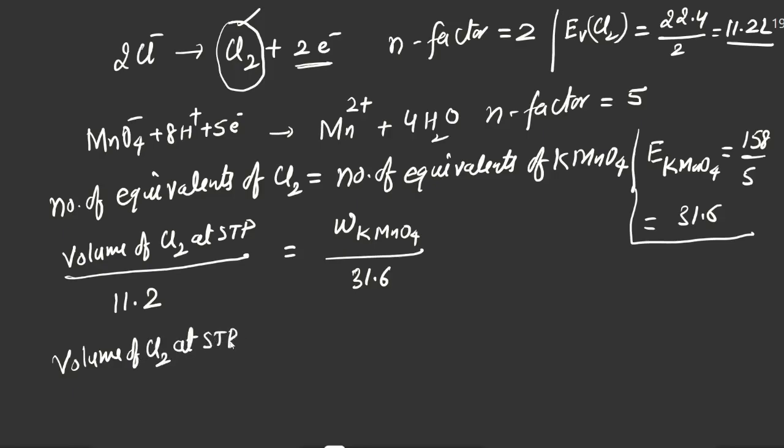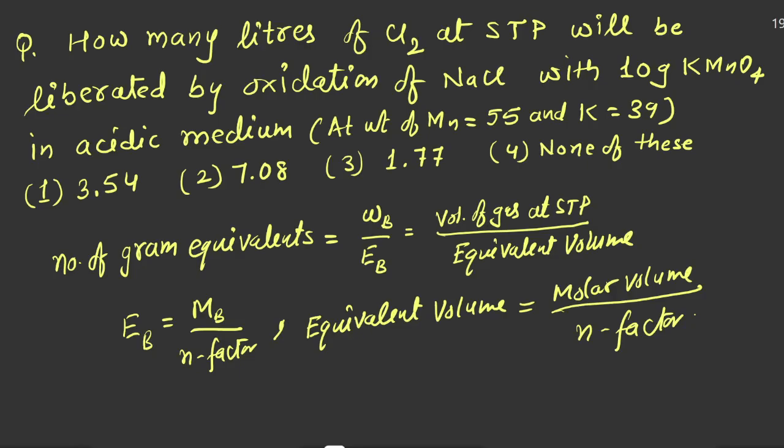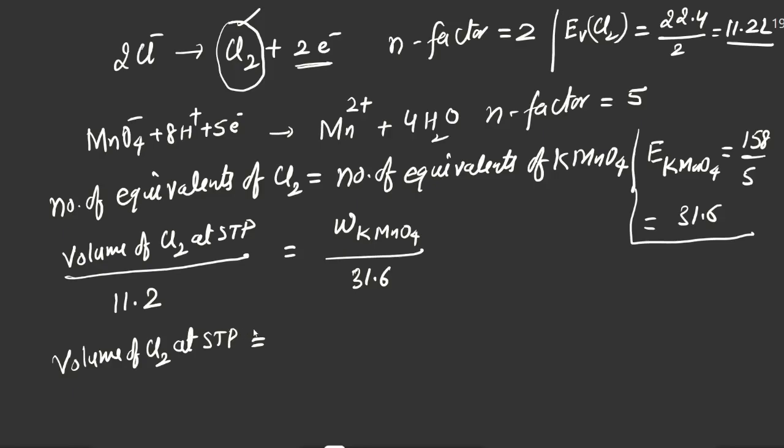Beta, because we need the volume of chlorine. See, how many liters of chlorine at STP. That's why we need the volume of Cl2, so we take the equivalent volume. Yes, you can use that formula as well. But say you have the weight of KMnO4 and the volume of Cl2, so that's why I write it like this.